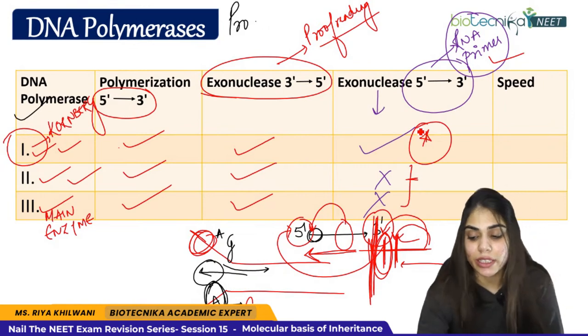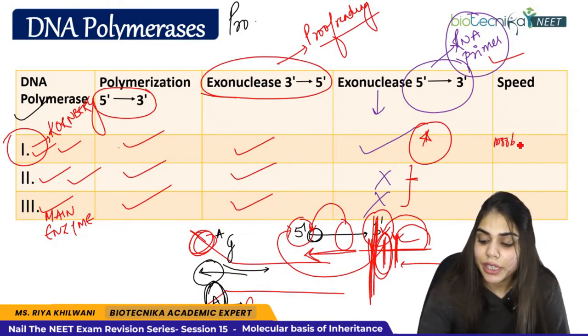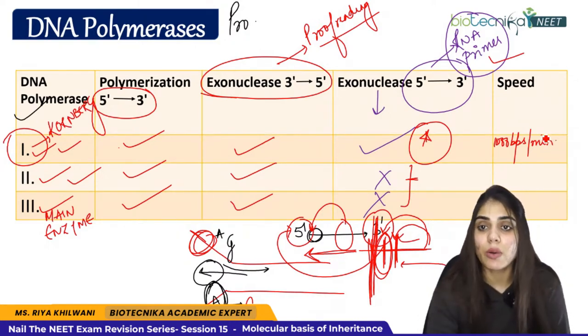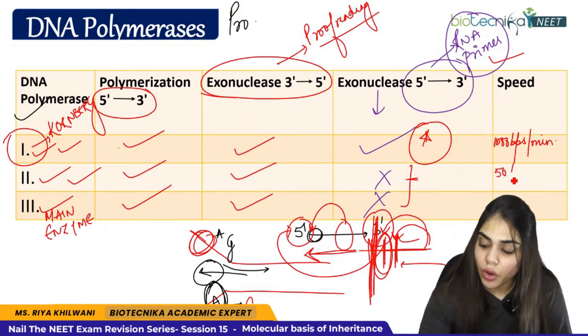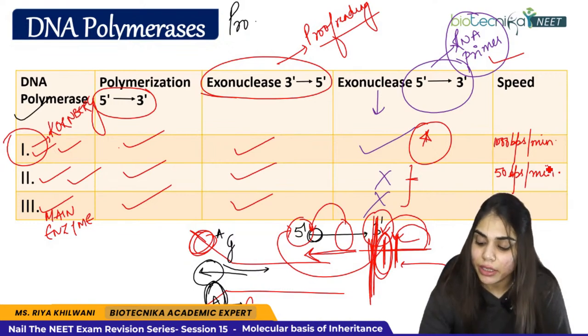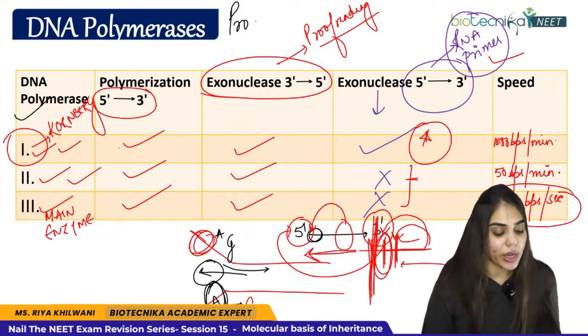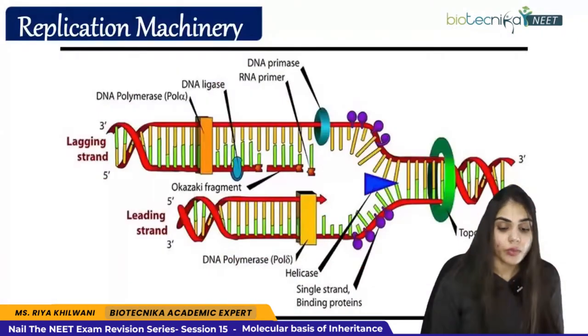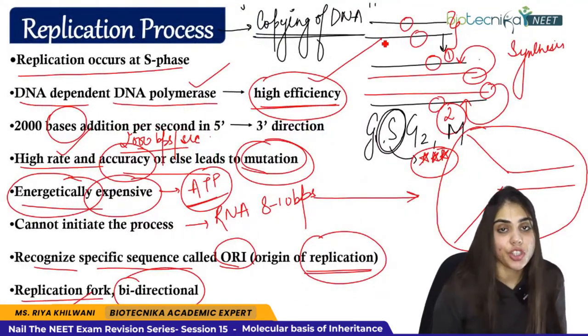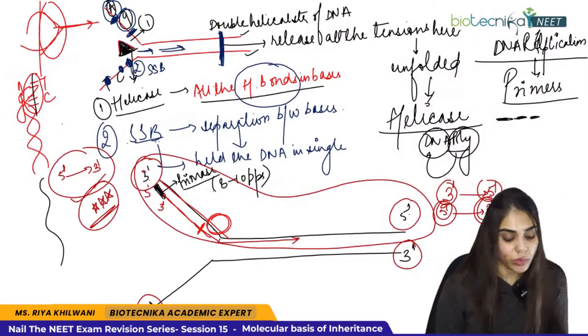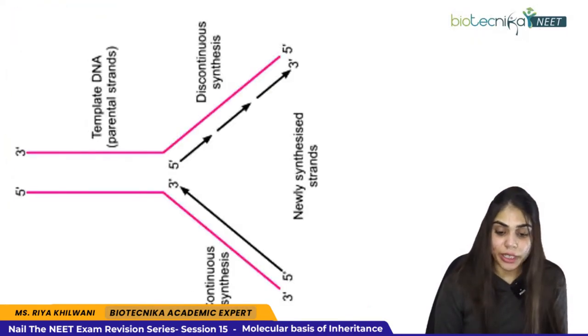So what is the speed of DNA polymerase 1? It is 1000 base pairs per minute. That means in a minute, this polymerase can incorporate 1000 base pairs, but this can only incorporate 50 base pairs per minute. But for DNA polymerase 3, we have already seen it incorporates 2000 bases, and that too in a second. So you can see how fast this is. That is why it is also called a highly efficient enzyme. But this requires ATP in the form of energy. So we are done with this replication process.